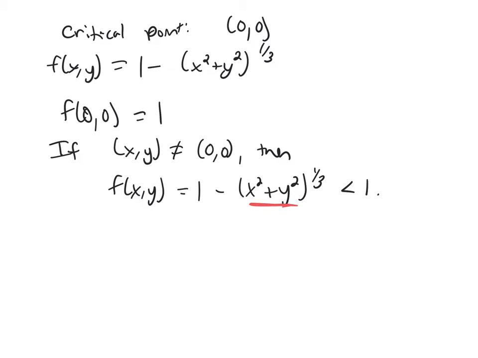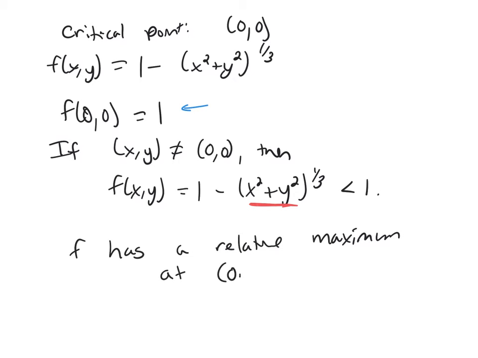So for any other point, my function outputs something smaller than 1, which tells me that this right here had to have been a relative maximum. So I can say f has a relative maximum at the point 0, 0.